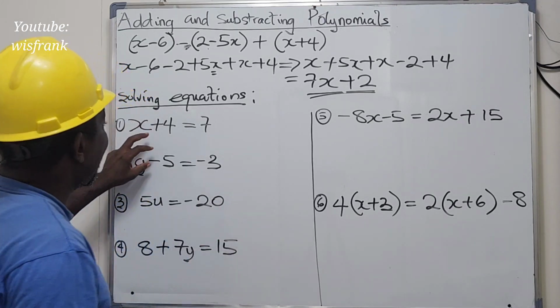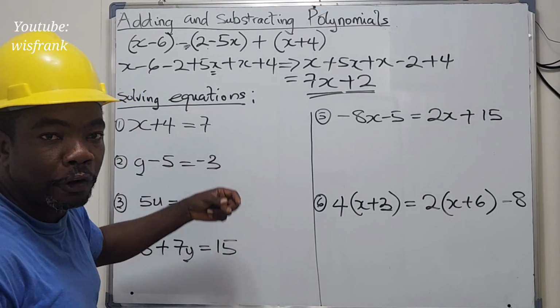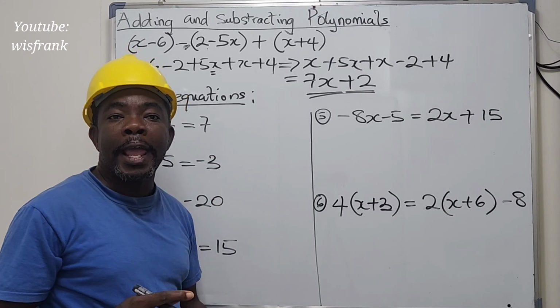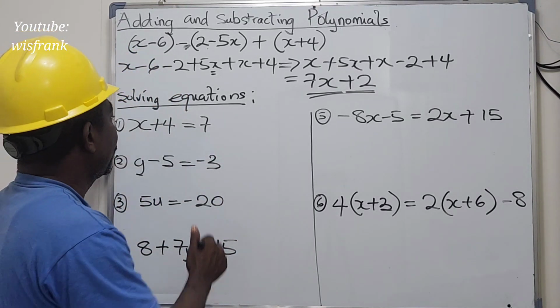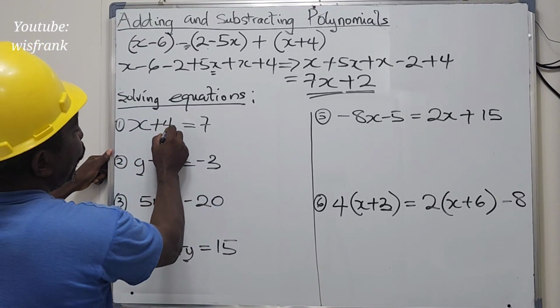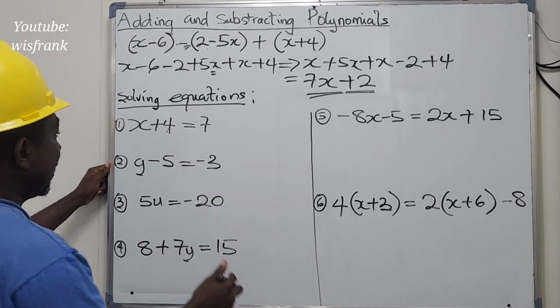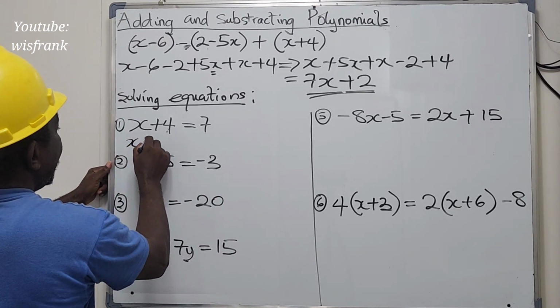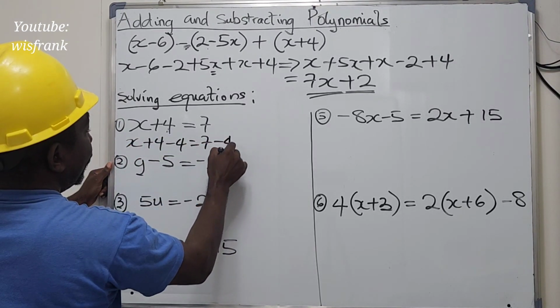So here we have the first equation as x plus 4 equals 7. For us to find the value of x, we need to make x the subject of this equation. So in this case, we need to subtract 4 from both sides. So this will become x plus 4 minus 4 equals 7 minus 4.